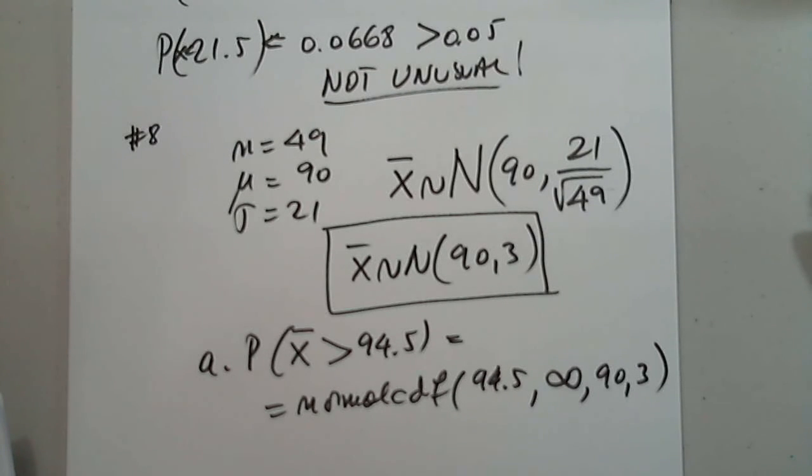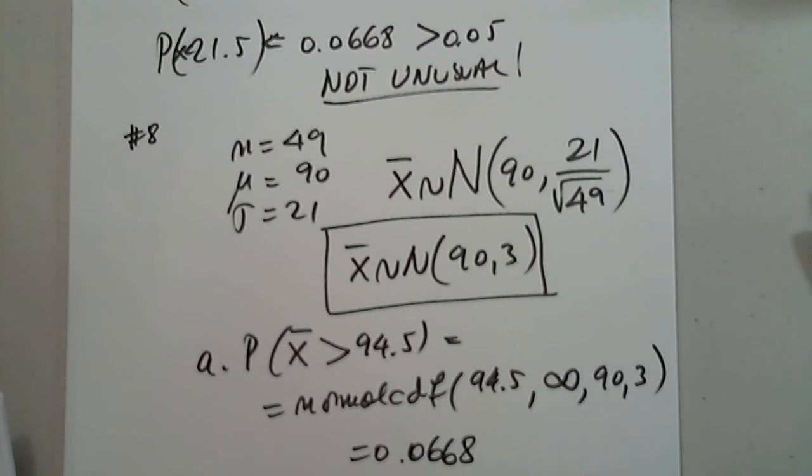Stop me if you have any questions anytime for any reason, right? This is very important. So normal CDF from 94.5 to infinity. And the mean now is 90, and the standard deviation is 3. So the probability is 0.0668.